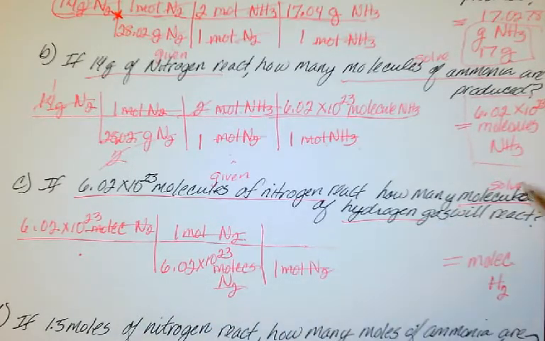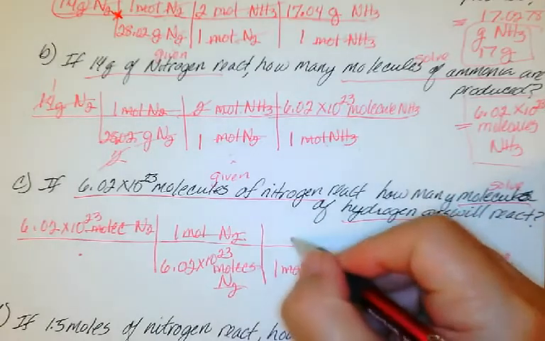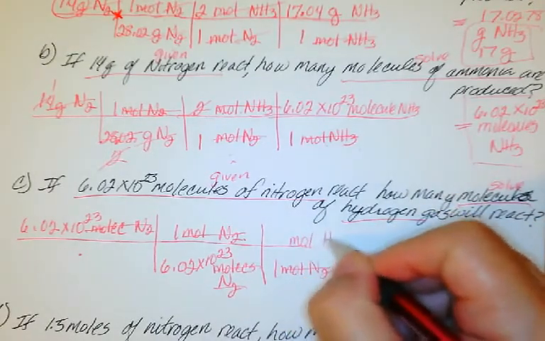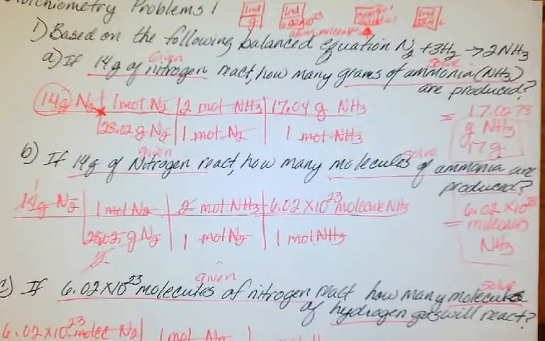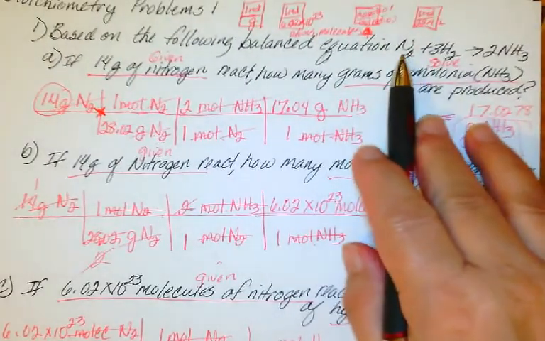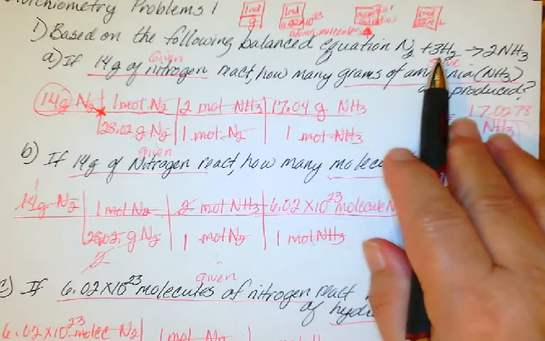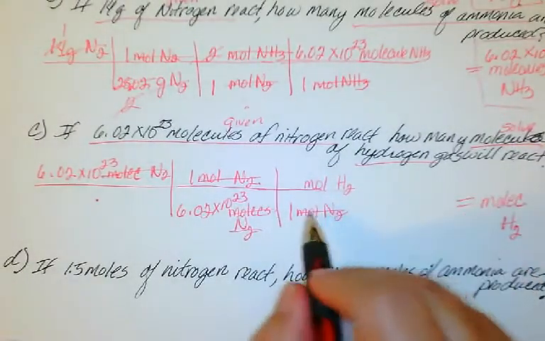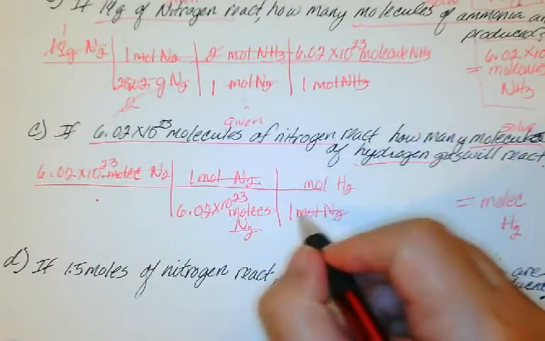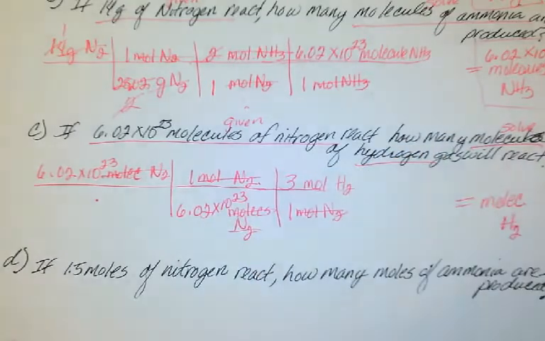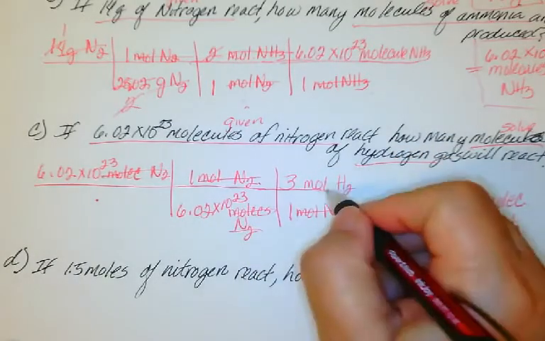Before, we went to NH3. This time we're not going to NH3. So I need to know how many moles of hydrogen are in the equation. So go back to the equation, the top. For every 1 and 2, there's 3 hydrogens, hydrogen gas molecules. So for every 1 mole of N2, for 1 mole of nitrogen, there's 3 moles of H2.